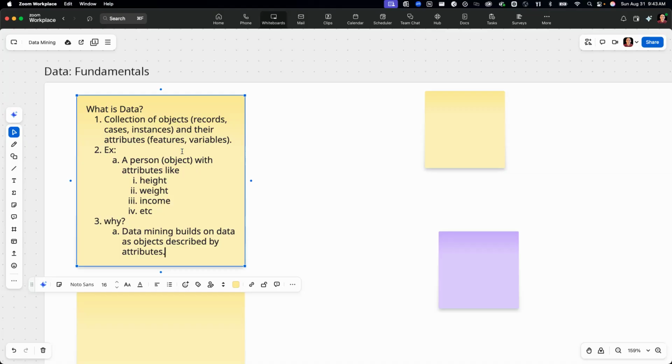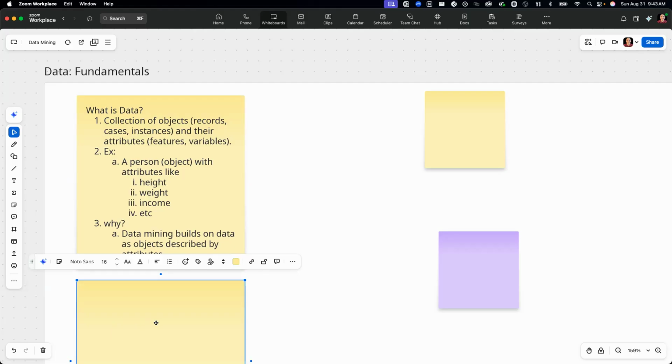A collection of objects. Think about it in a tabular form, where you have rows and columns. You have those objects and their features. All right, so that is what is data.